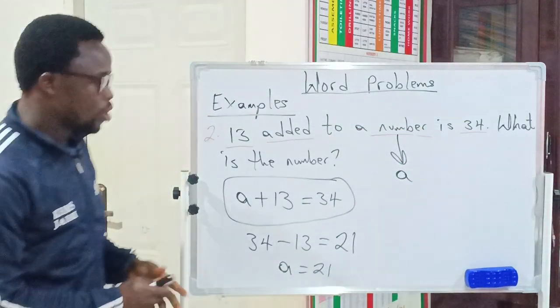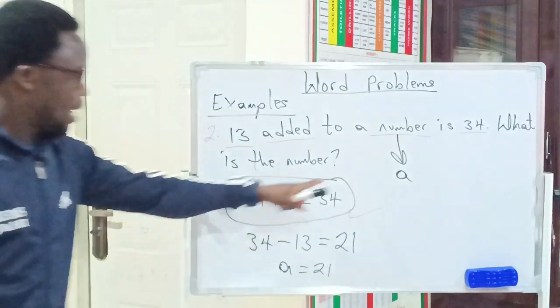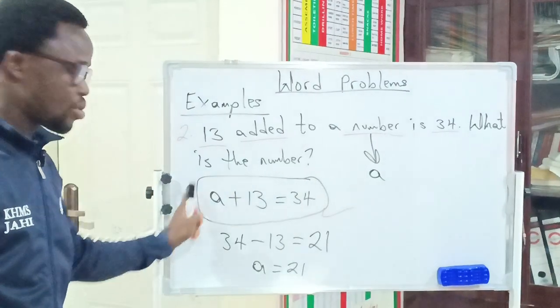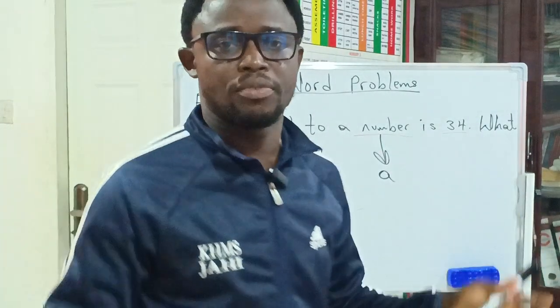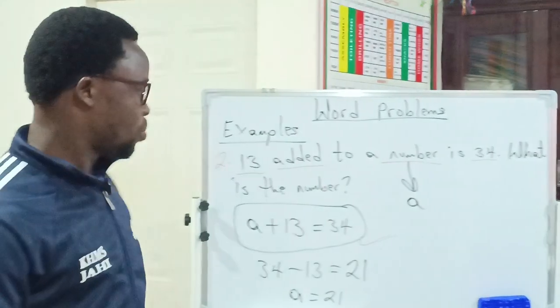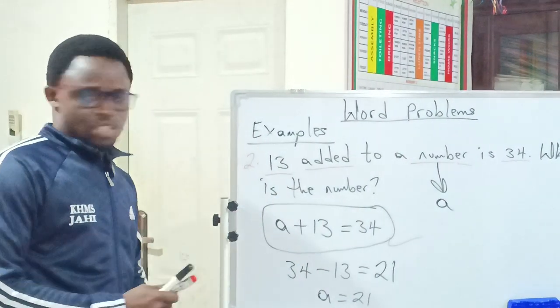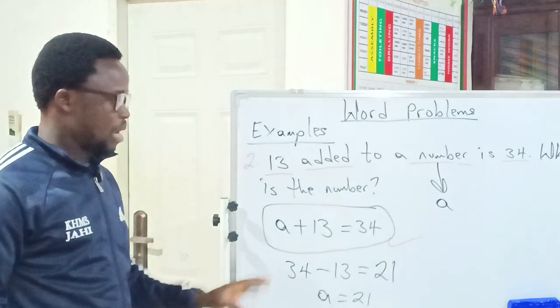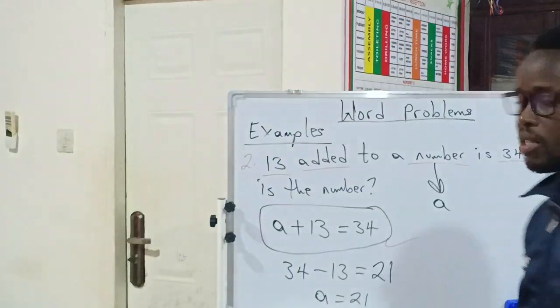So first of all, we should be able to learn how to interpret the question and write it in a mathematical way like this. Once that is done, you are very sure that you will get your answer and then you will smile. We are going to have some other questions, but I want us to digest this first.